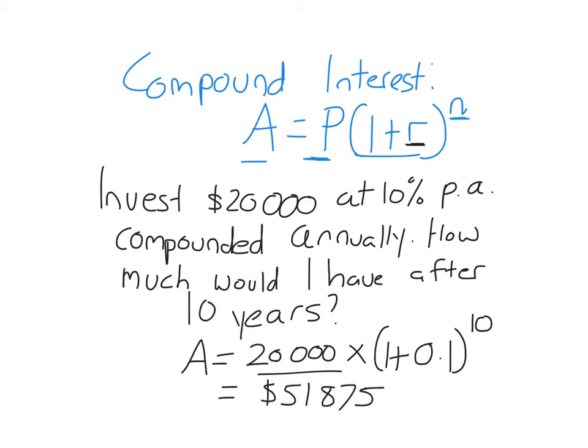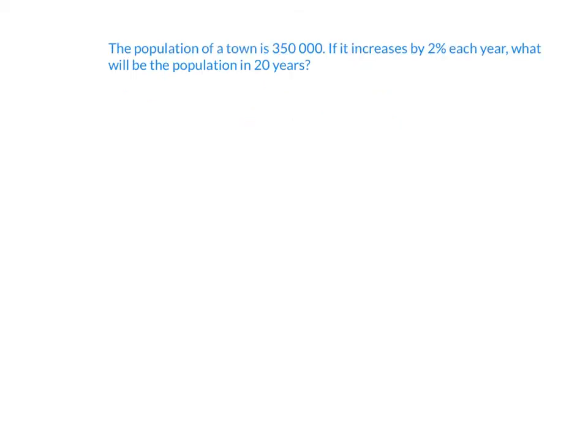Okay, so we're now going to look at another application of exponential growth. So let's have a look at this question here. Now, it doesn't involve compound interest, but it's the same sort of idea. It's exponential growth. So the population of a town, 350,000, increases by 2% each year, and we'll find the population in 20 years.